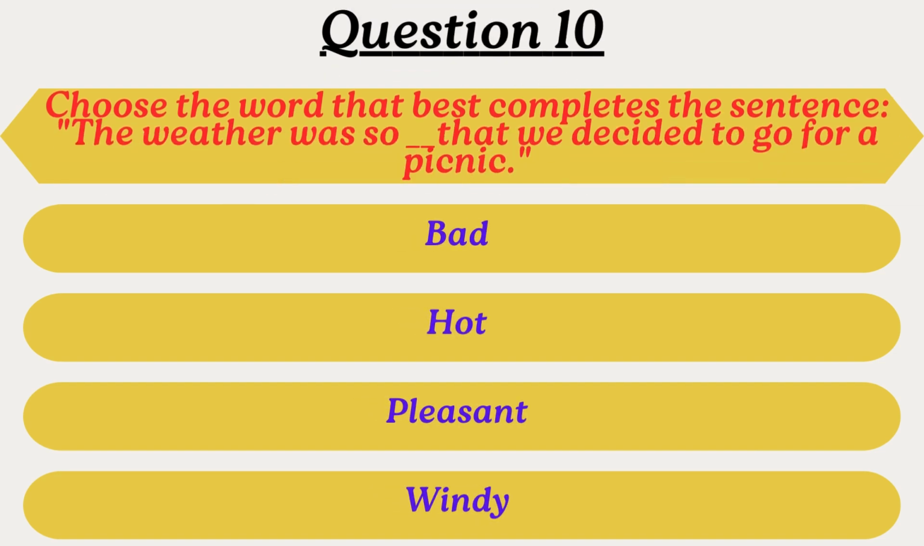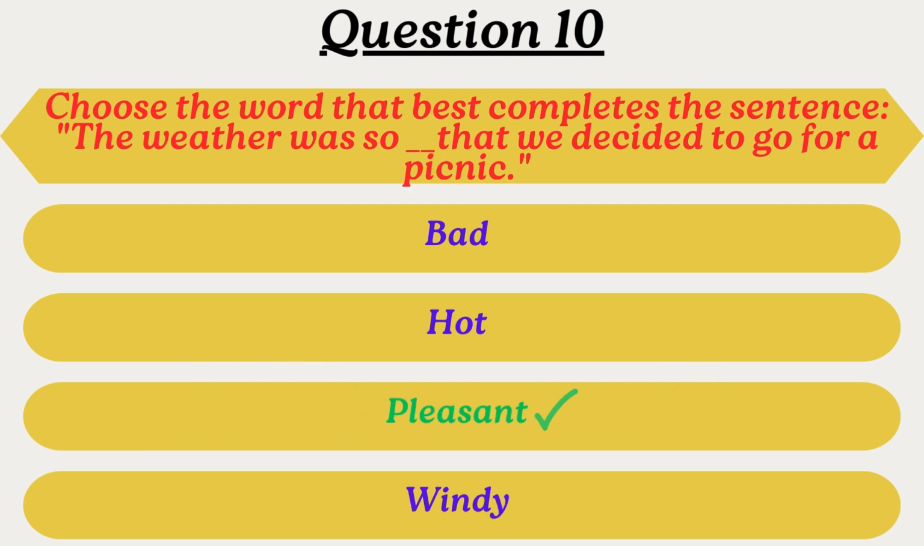Question number 10. Choose the word that best completes the sentence. The weather was so dash that we decided to go for a picnic. Options are bad, hot, pleasant, windy. Please comment your answer now. The answer is option C, pleasant.